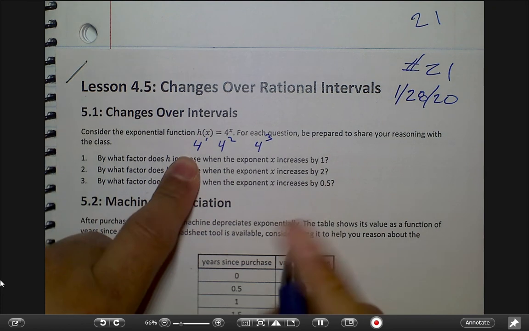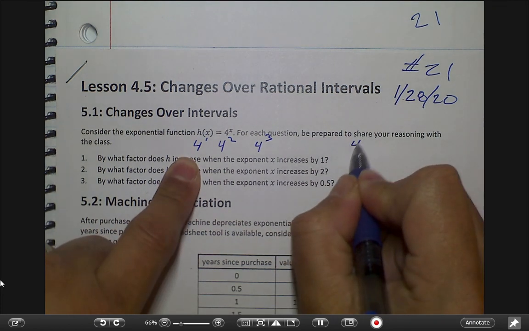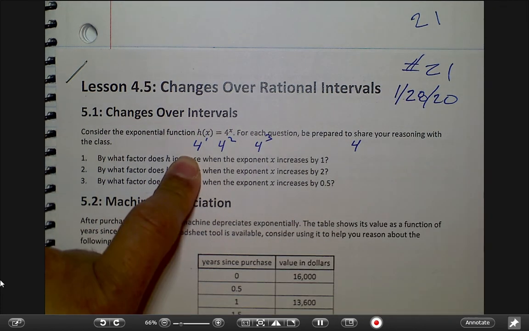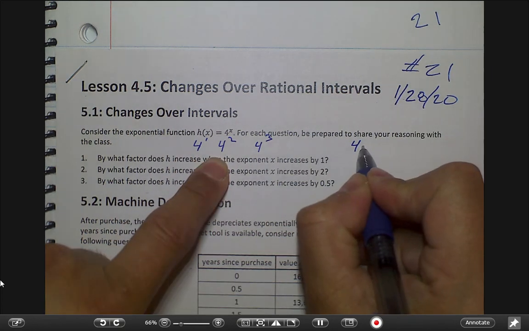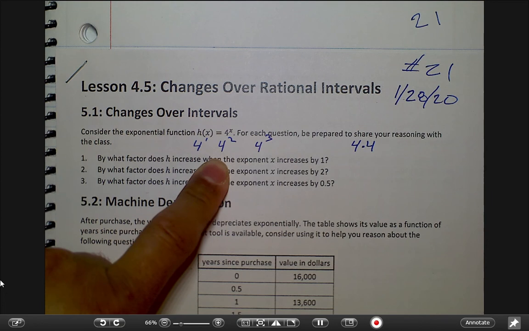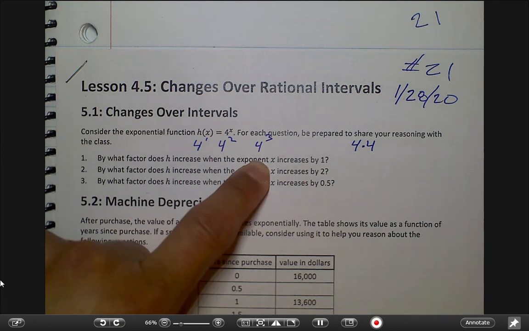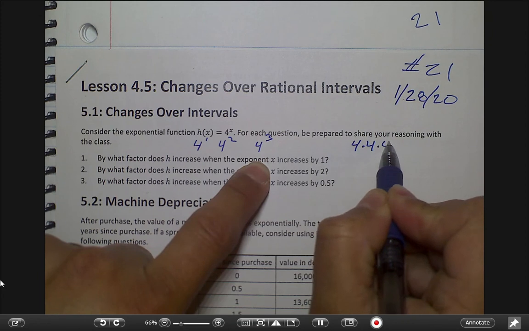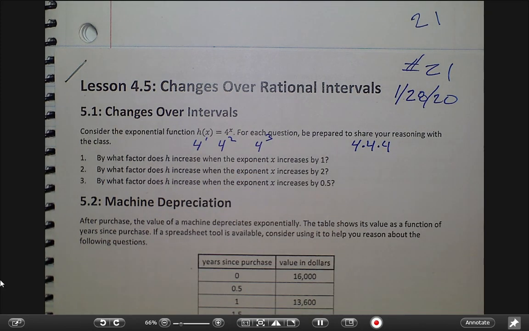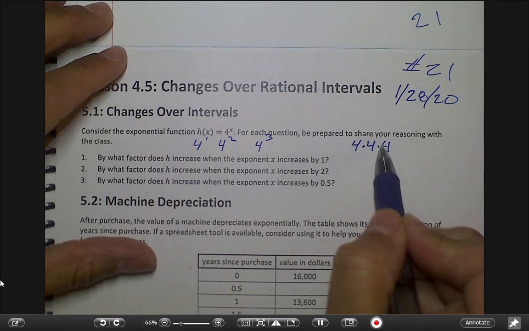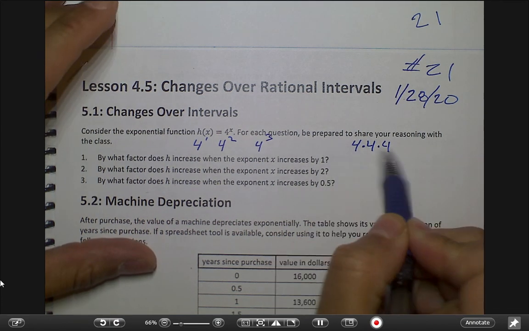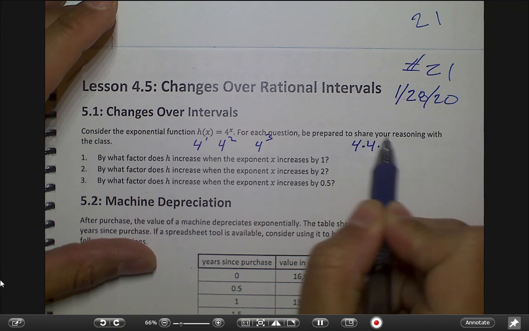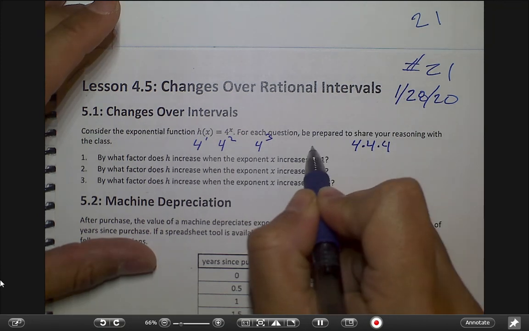So, 4 to the first power is just that, right? 4 to the second power would be 4 times 4, isn't it? And 4 to the third power should be 4 times 4 times 4. So what factor is it multiplying the previous one by? 4. This is going to be a factor of 4, because that means that it is increasing by 4 every time.